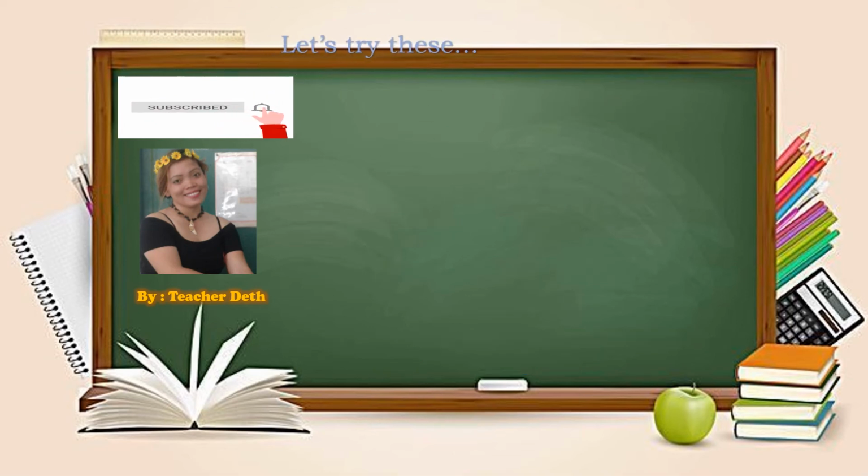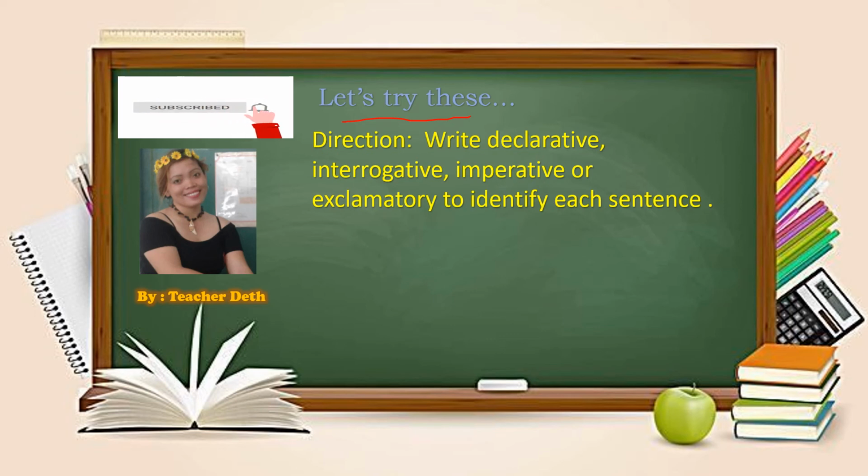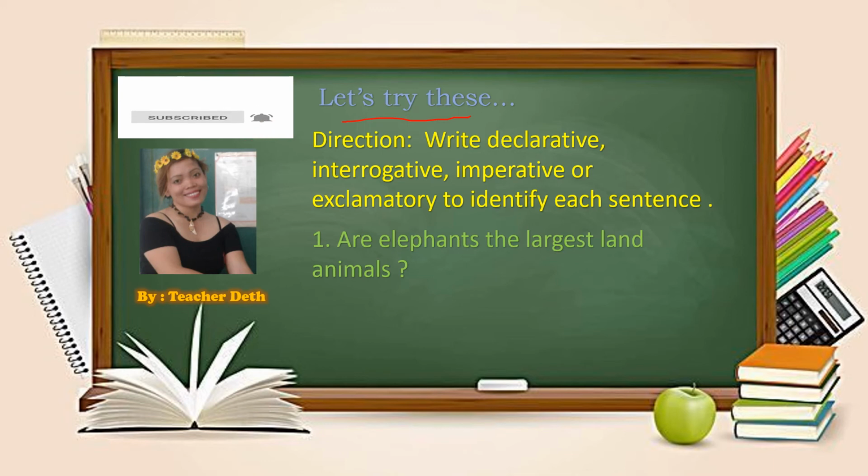So let's see how far you have understood our topic. So let's try these activities that I am preparing for you. The direction says, write declarative, interrogative, imperative, or exclamatory to identify each sentence. The first sentence that we have here is, are elephants the largest land animals? Again, are elephants the largest land animals? That is what kind of sentence? Very good. That is an interrogative sentence.